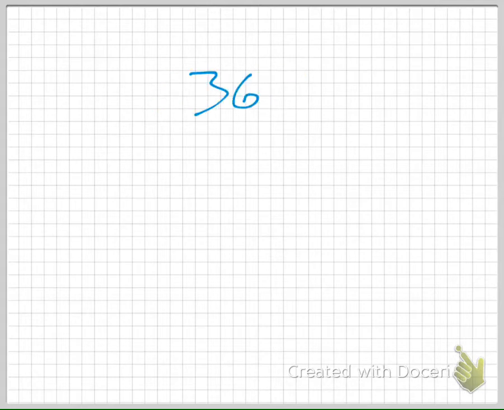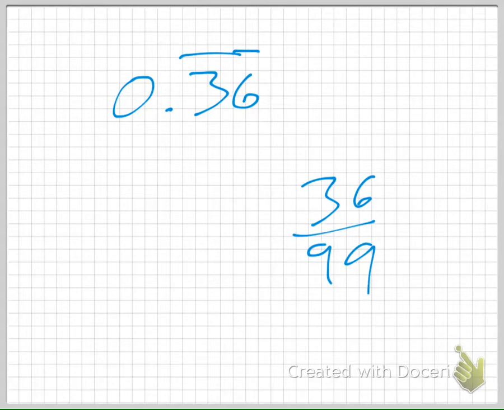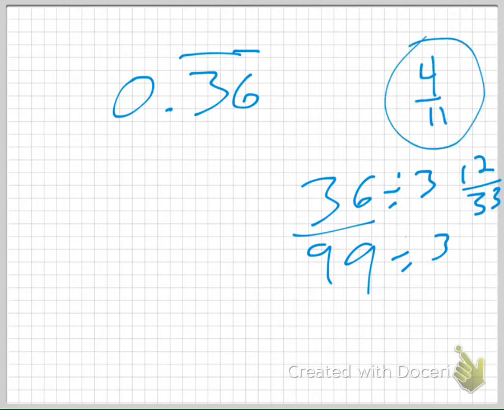The only thing that gets tricky about this is if I give you 36.036 like that, and I tell you to write that for me as a fraction, what would it be? 36 over 99. Agreed? Can it be reduced? Yes. Divide by 3, divide by 3. This becomes 12 over 33. Am I done? No. It would be 4/11ths. And that's how you do it. You still have to reduce it. Make sense?